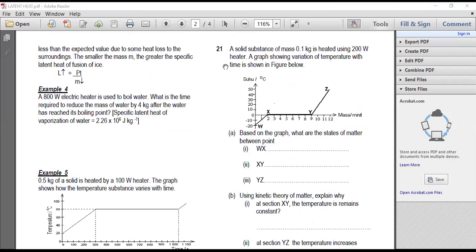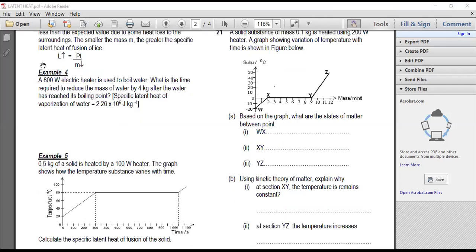Okay, example of structured question. The solid substance of mass 0.1 kilogram is heated using a 200 watt heater. A graph shows the variation of temperature with time. Based on the graph, what are the states of matter between points WX, XY, YZ? WX will be solid, XY will be solid plus liquid, so YZ will be only liquid.